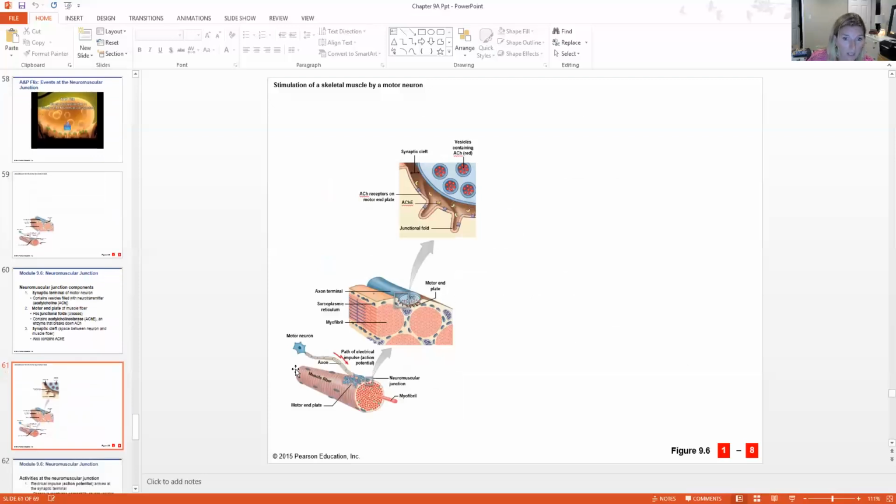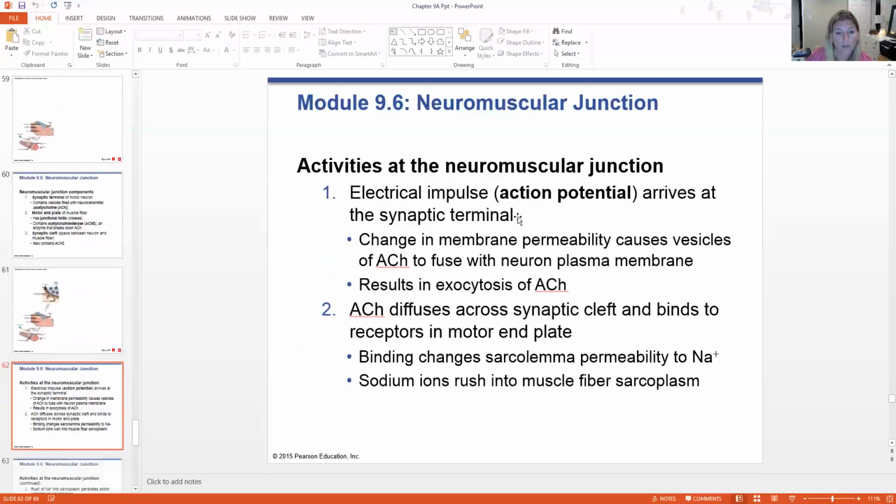Here again, we're just adding on to our picture, our motor neuron with all of its axons. Here's our motor end plate. Here's the axon terminal. There are little vesicles in there, you can see them here. These vesicles contain ACh. Our synaptic cleft contains AChE. The junctional folds are within the muscle cell itself.